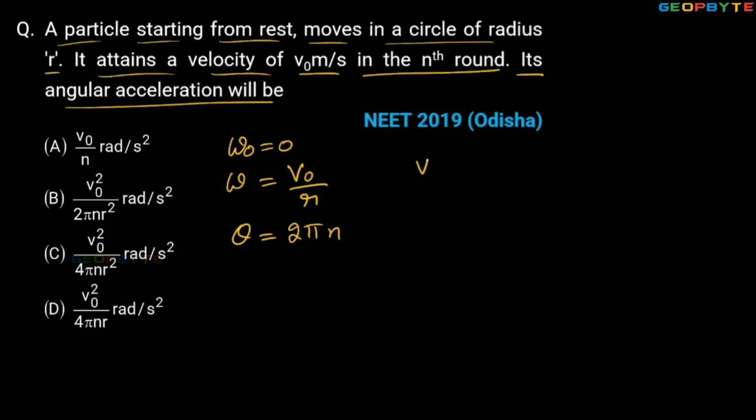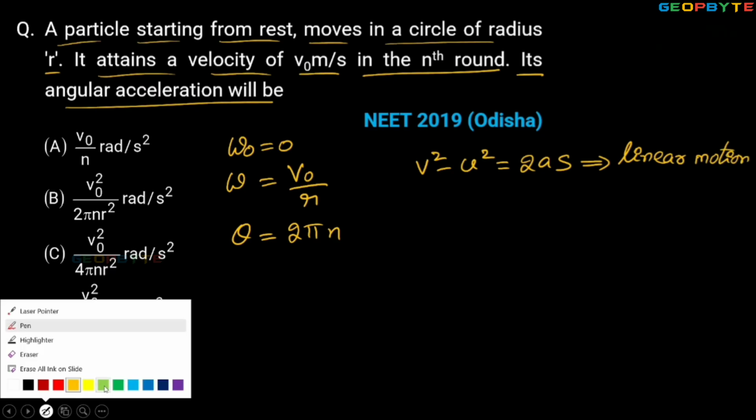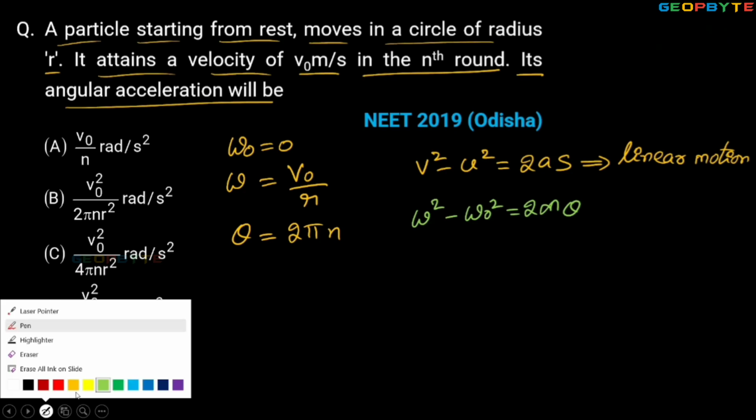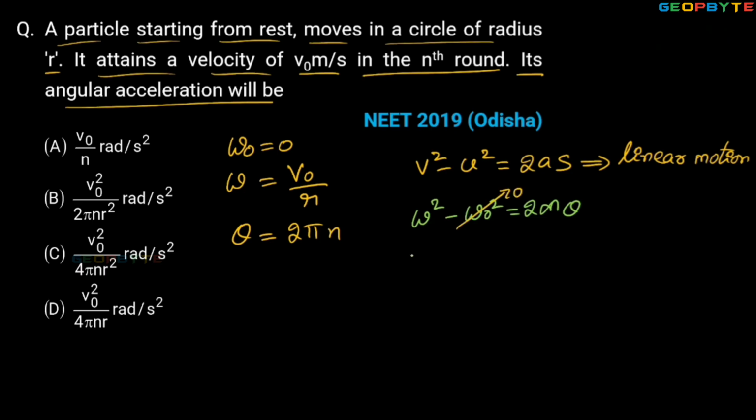As you know, v square minus u square is equal to 2as. That is for linear motion. Whereas for angular motion, omega square minus omega naught square equal to 2 into alpha into theta. Alpha be the angular acceleration. Here omega naught equal to 0. Finally, omega square equal to 2 alpha into theta. From this, alpha equal to omega square by 2 theta.